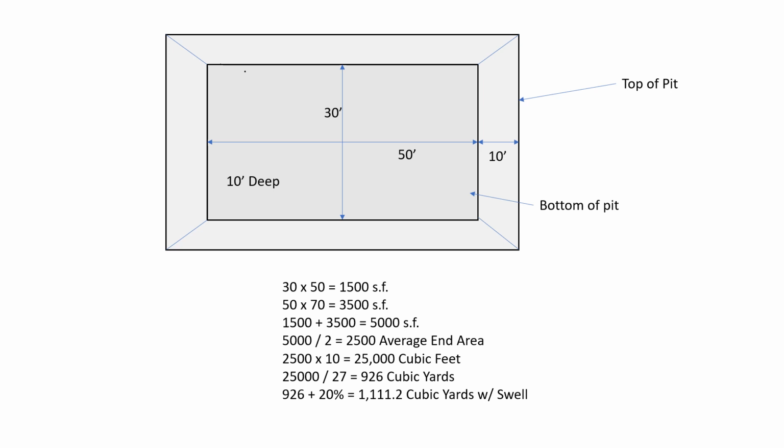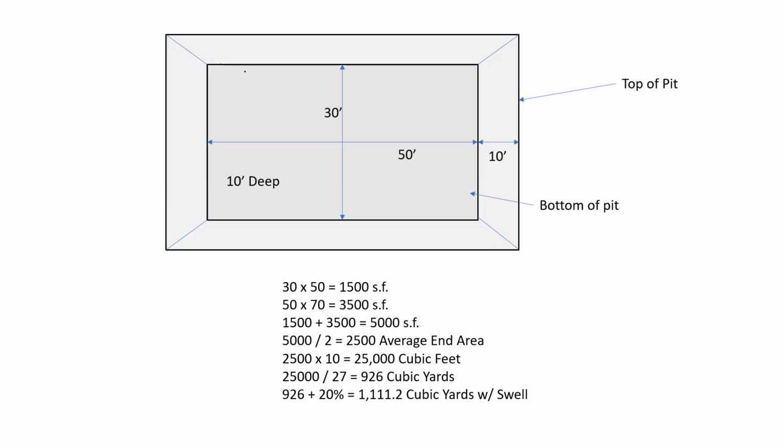So here we go. We have the bottom, which is 30 by 50, 1,500 square feet. We have the top, 50 by 70, which is 3,500 square feet. We add them together, 5,000 square feet. We divide by 2. We get 2,500 square feet as our average end area. That's what we're looking for, to start with anyway. It's not the final product, but that's the number we're getting for our average length times width. And then we multiply it times our depth, which is 10, so we get 25,000 cubic feet.